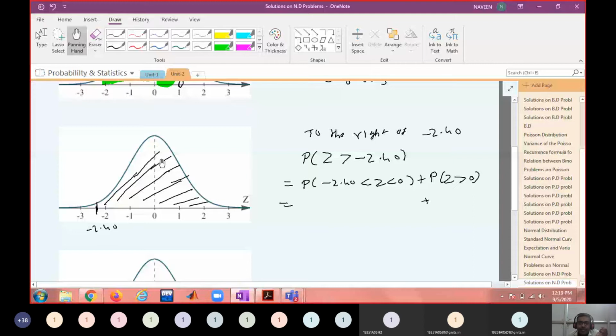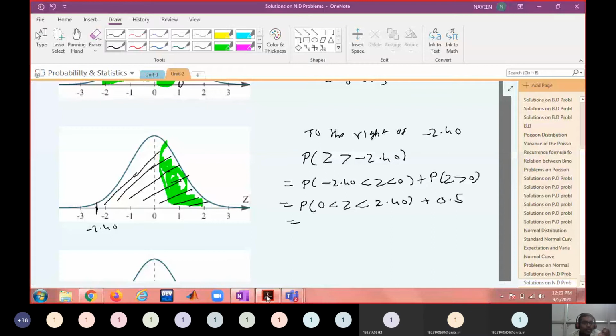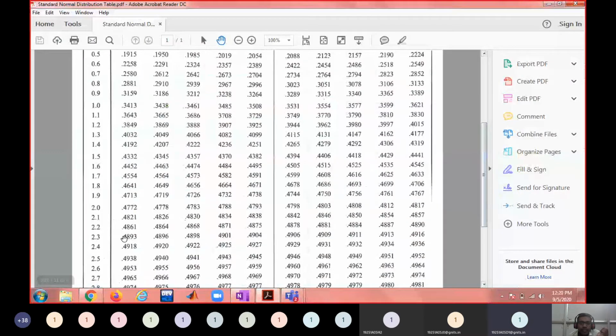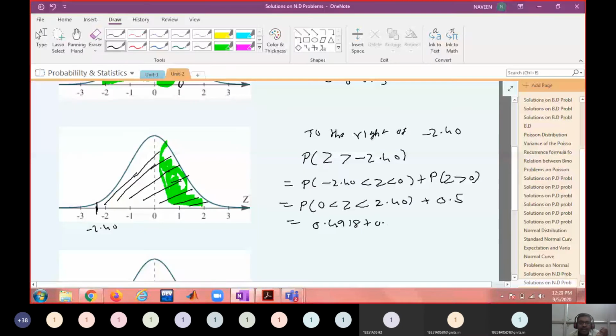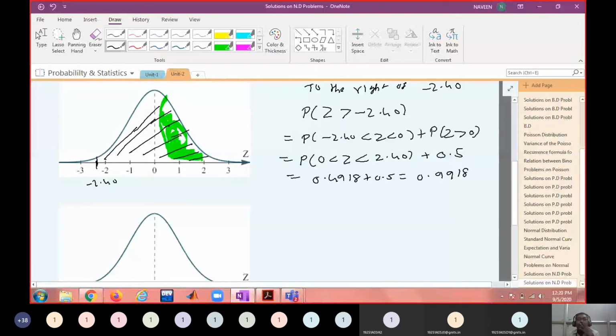Now how do I convert this minus 2.40 to 0? Minus 2.40 to 0 is the same as 0 to 2.40. Now look at your distribution table and see 2.40. It is 0.4918. So 0.4918 plus 0.5 equals 0.9918. Always remember, your final answer should not cross 1, because the total area is 1. So it should always be between 0 and 1, whatever value you get.